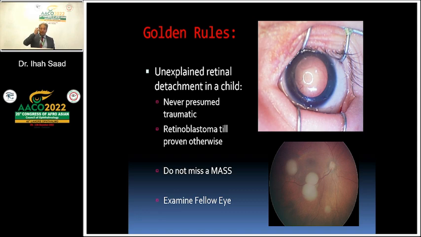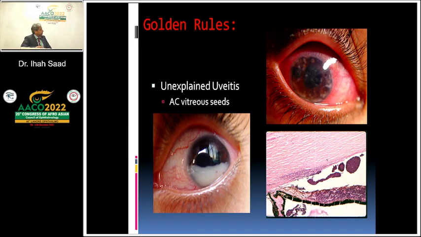We would see some lid edema, some conjunctival chemosis, some subconjunctival hemorrhage. So never believe a mom coming saying, yeah, he probably fell down on his eye or anything bad happened to him. So detachment is retinoblastoma until proved otherwise. Never miss a mass, and if this is presented with hemorrhage, look to the upper eye, examine the fellow eye, you'll probably find some tumors.